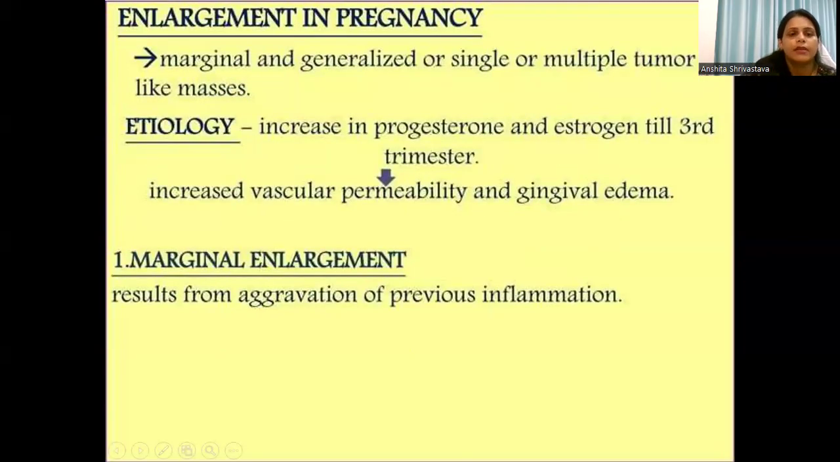Enlargement in pregnancy. In pregnancy, you will see enlargement which will involve marginal gingiva, and it can be localized or generalized, or it may be single or multiple tumor-like masses. What are the etiological factors? The main etiology is the increase in progesterone and estrogen level seen in pregnancy, and this leads to increase in vascular permeability and gingival edema.